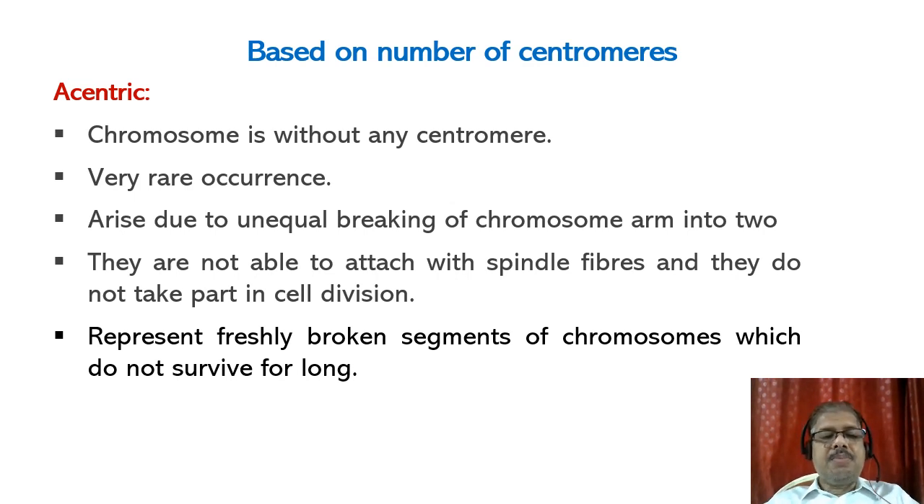And sometimes due to the lack of centromere, acentric chromosomes are not able to attach with the spindle fibers and hence they do not take part in cell division. And ultimately, the cell eliminates the acentric fragments. Such chromosomes represent freshly broken segments of the chromosomes which do not survive for long period.